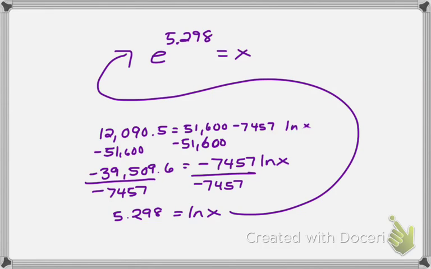So now that's just a calculator. So second natural log gets me my e to the 5.298, which is 199.9 approximately.